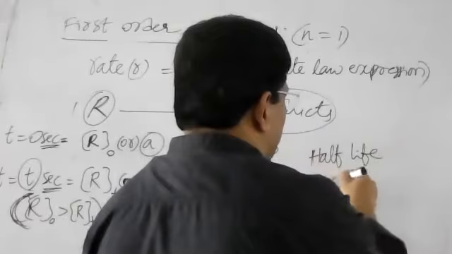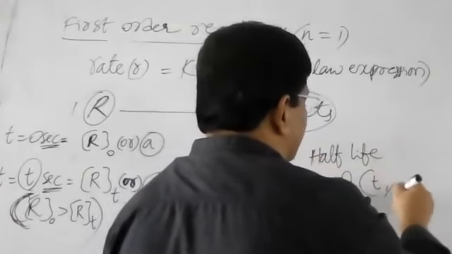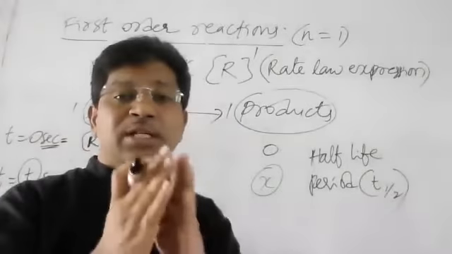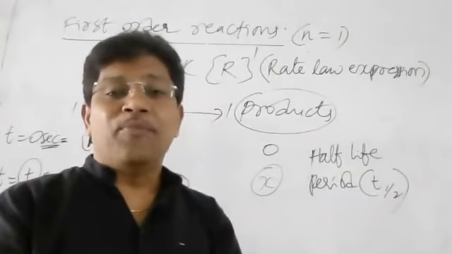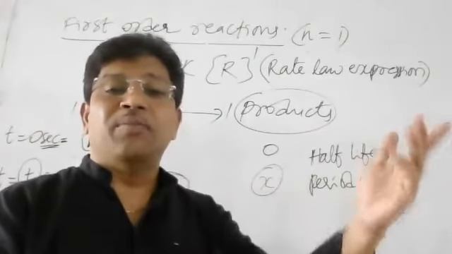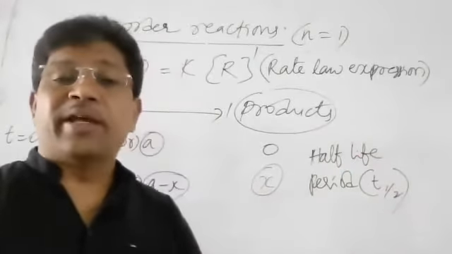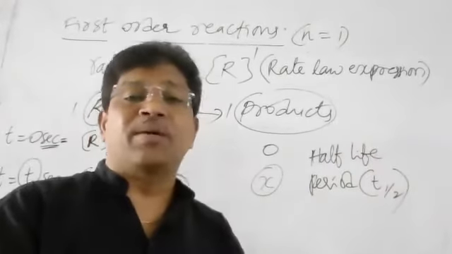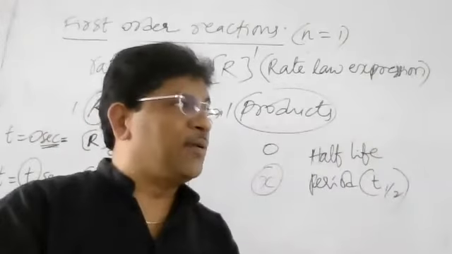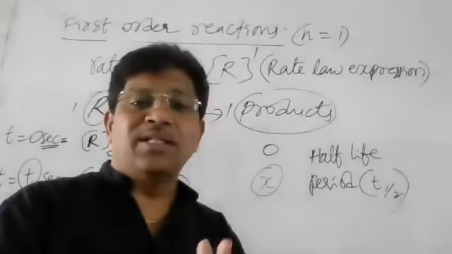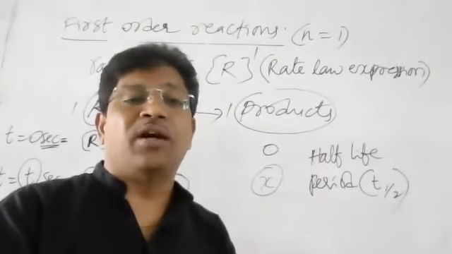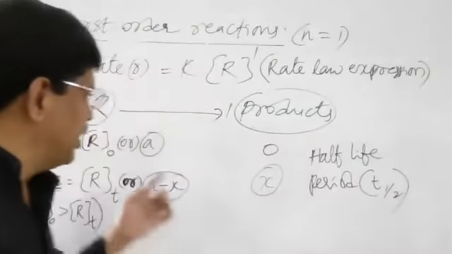Half-life period. What does t half indicate? Half-life period means what? The time taken by the initial concentration of reactant to be converted into initial by 2. Means the time taken by half of the reactant to be completed, the time taken by half of the reactant to disappear. Okay. So if half of the reactant is consumed, the time taken is called half-life, t half.